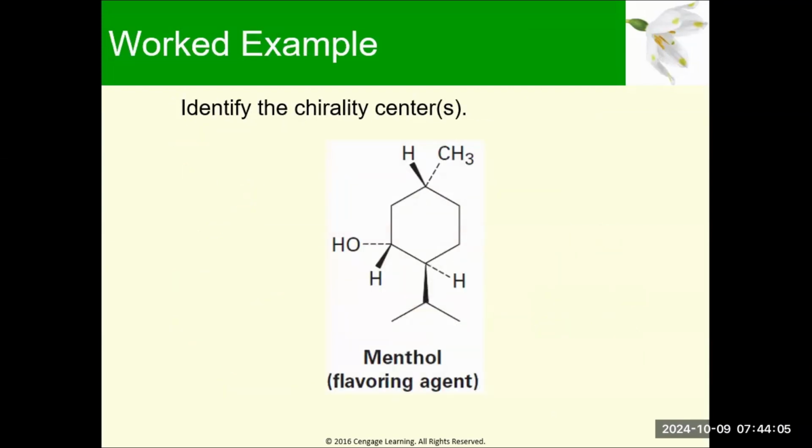All right, so let's see if we can identify the chiral centers in this compound. So what I'm going to do is label them A, B, I'm going to call this one B, call this one C, and this one D. Let's talk about A first. Is A chiral or achiral? Or well, I should ask, is A a chiral center? Let's say it that way.